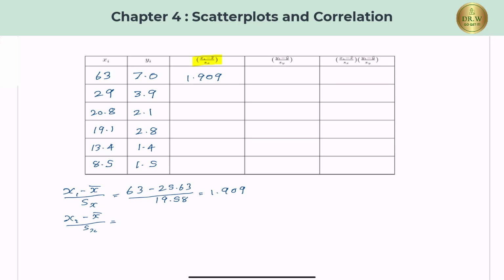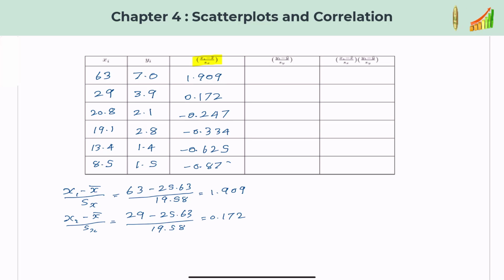Second one, x2 minus x bar over sx. So x2 here is 29 minus x bar, the same 25.63, divided by the standard deviation 19.58. So this is 0.172. So you can write down here 0.172. Similarly, we can fill the rest of the cells in this column: negative 0.247, negative 0.334, negative 0.625, negative 0.875. Now go to the next column.